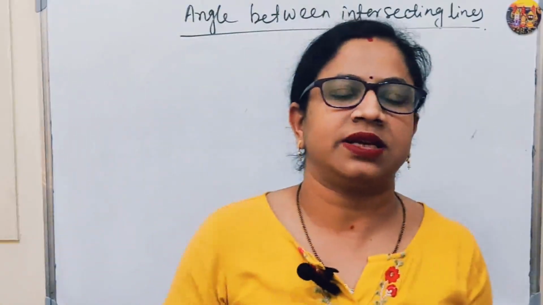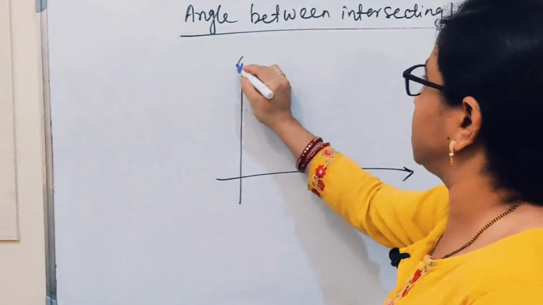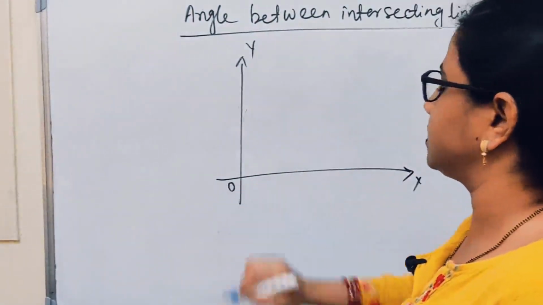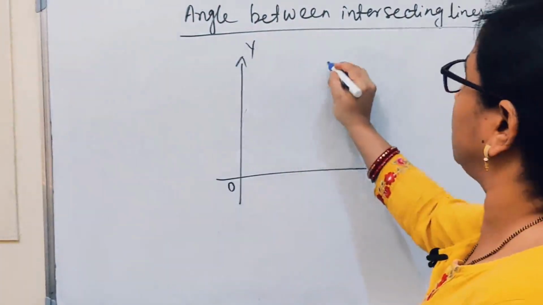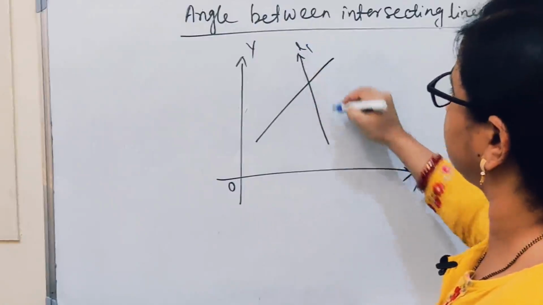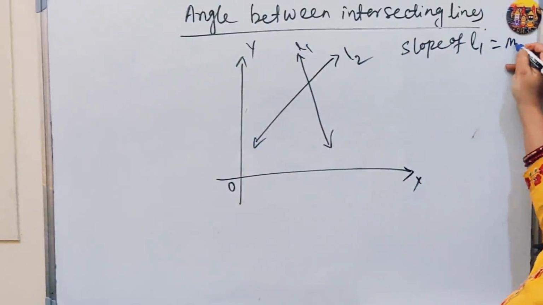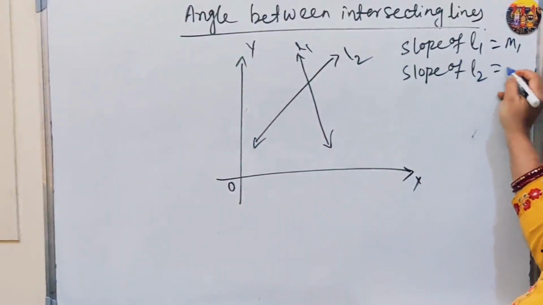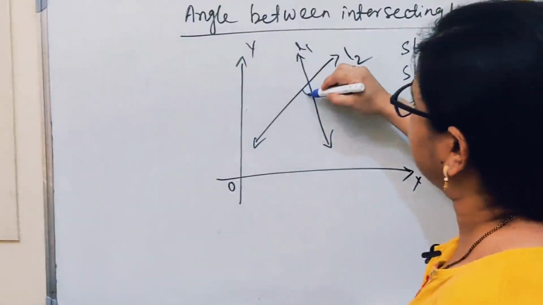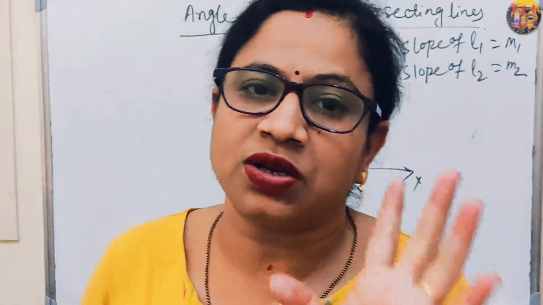If two lines are intersecting each other on the same plane, let this be my Cartesian plane, x axis, y axis and origin 0. If two lines are intersecting each other, let this be L1 and this be L2. So slope of L1 is equal to M1 and slope of L2 is equal to M2. The angle between these two is always considered as theta. Then slope is equal to tan theta.